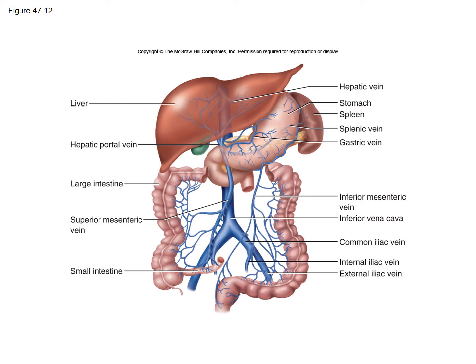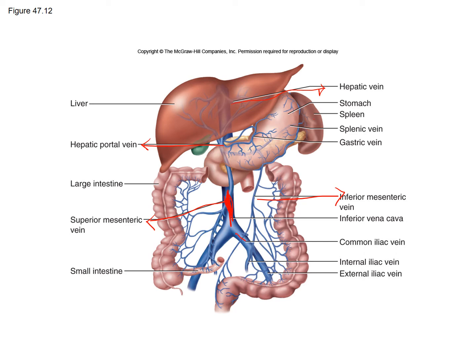This is the stomach, and this is the spleen. This is hepatic vein, belonging to the liver, and this is the hepatic portal vein. This will be the superior mesenteric vein, inferior mesenteric vein, and this is the inferior vena cava that goes to the right atrium, the biggest one.